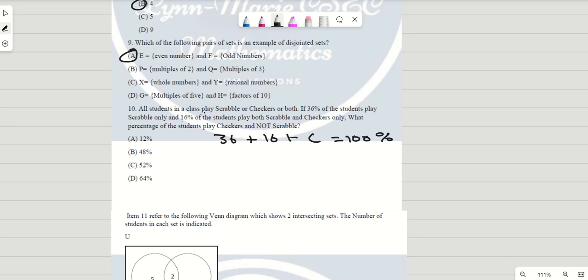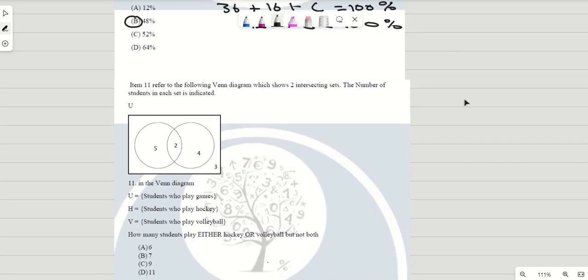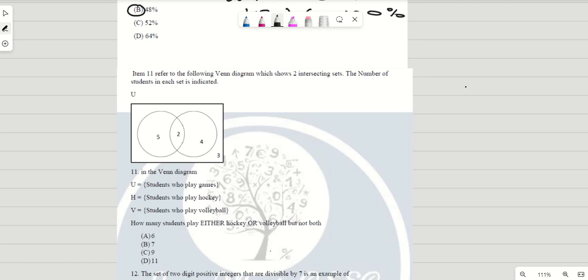So first off, 36 plus 16, 6 and 6 is 12, 3 and 1 is 4, so that's 42 plus C is equal to 100, right? 42 plus what will give you 100? 42 plus 48, right? If you add 42 and 48, you are going to get 100%, so we know checkers is equal to 100%. Right, item 11 refers to the Venn diagram, which shows two intersecting.